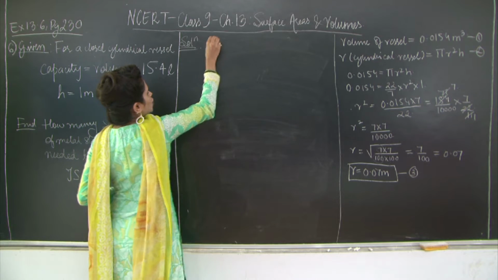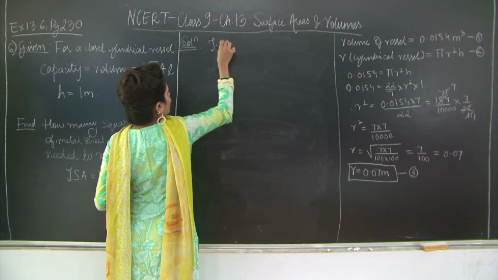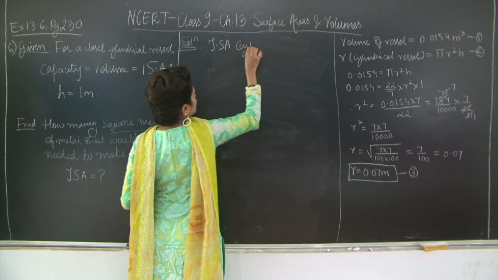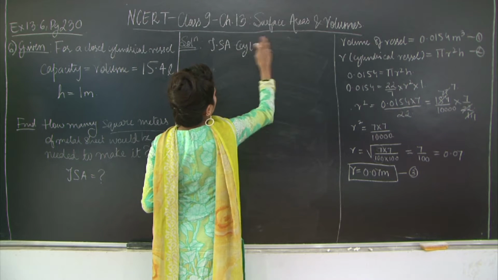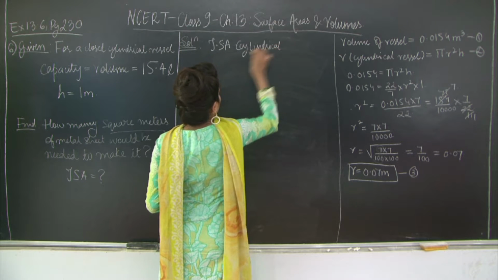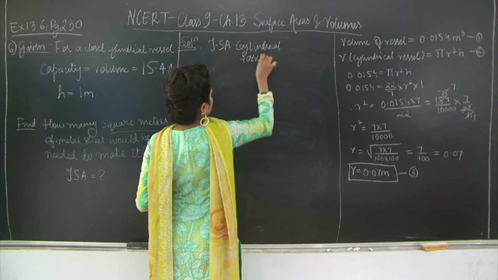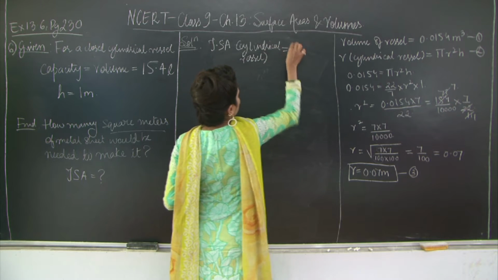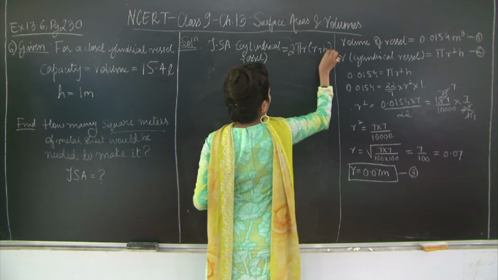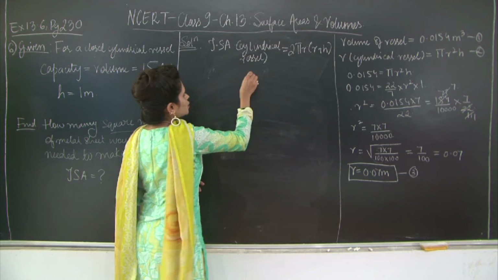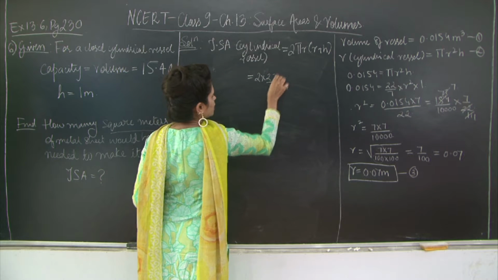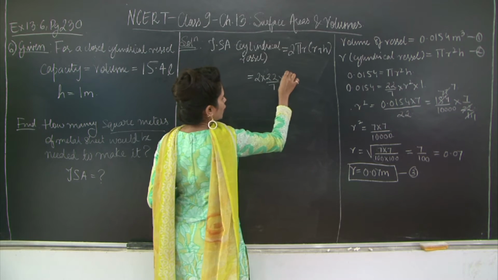Okay. So total surface area of cylindrical vessel is equal to 2 pi r into r plus h. We have learnt this earlier, right? So this is going to be equal to 2 into 22 upon 7 into r is 0.07.